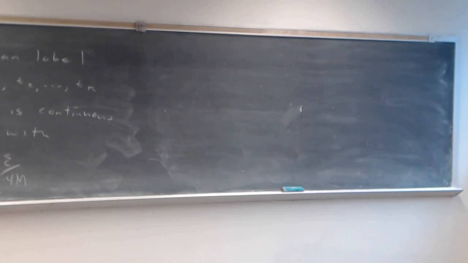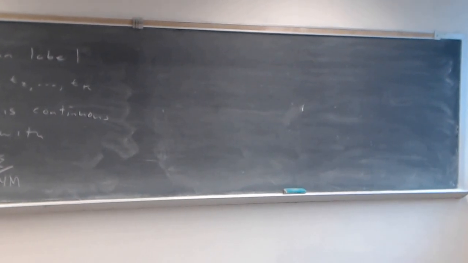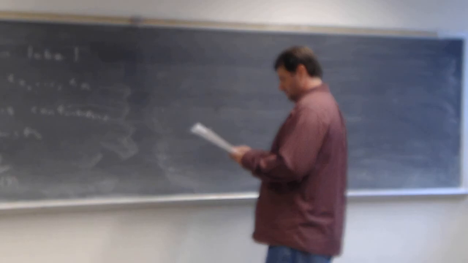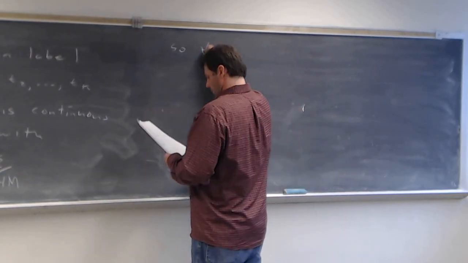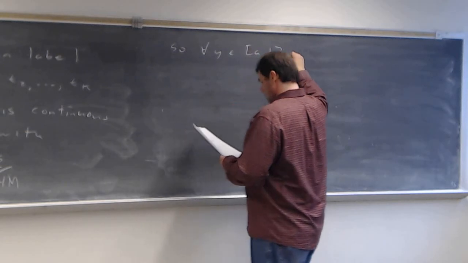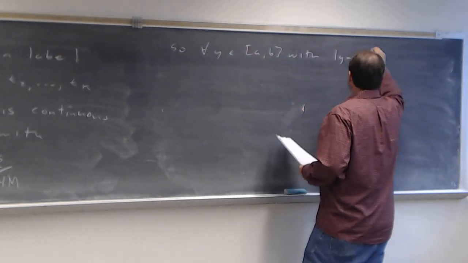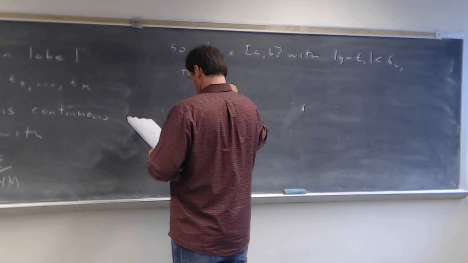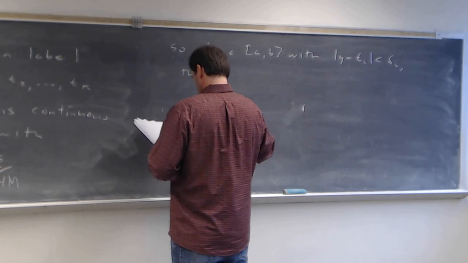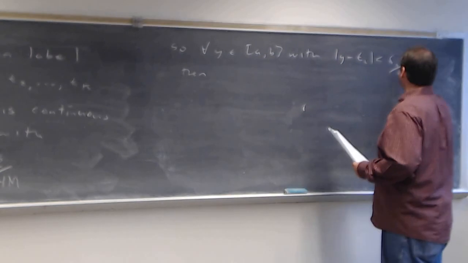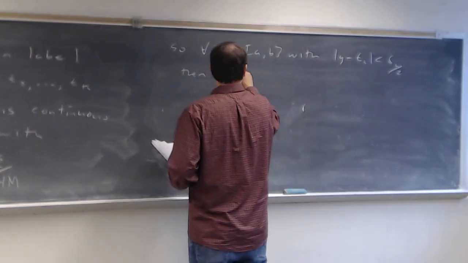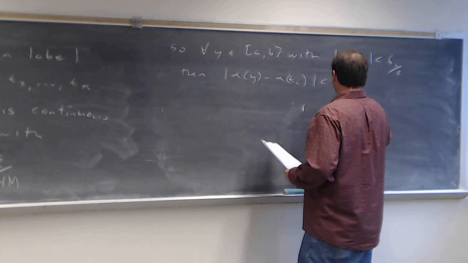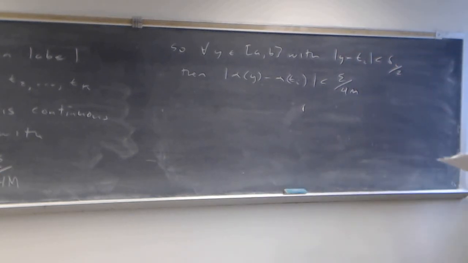So that the inequality that we want will come to pass. So, for all y an element of [a, b] with absolute value of y minus t sub i being less than delta sub i, I should say delta sub i divided by 2, then the absolute value of alpha of y minus alpha of t sub i will be less than epsilon over 4M. So I'm just getting a smaller delta sub i as my bound.